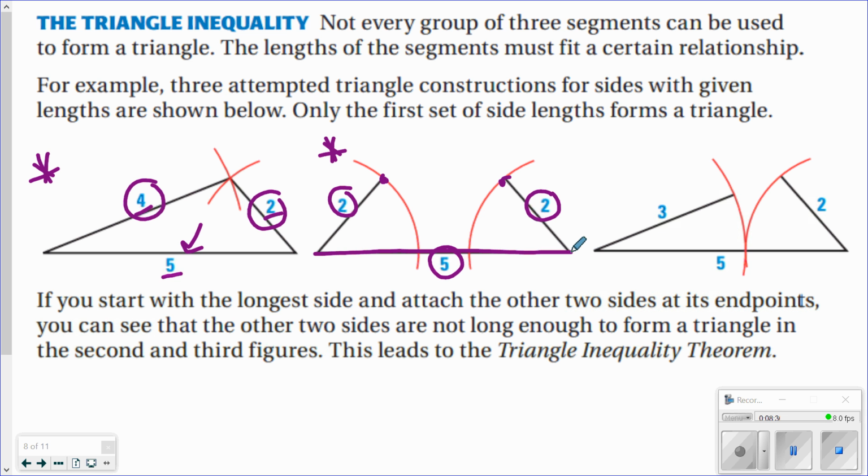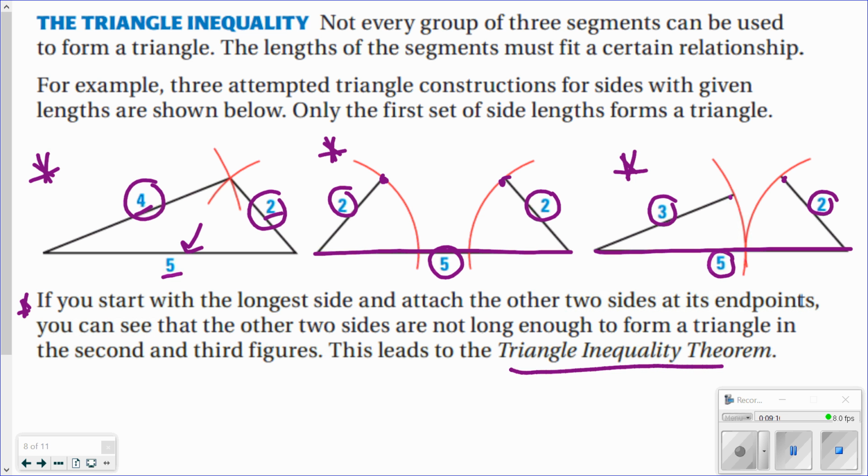And finally, with my third example here, I have side lengths of 3, 2, and 5. Well, 3 plus 2 is equal to 5. So if I were to try to connect these together, they would collapse and just create one straight line, which wouldn't create a triangle. So if we read down here, if you start with the longest side and attach the other 2 sides at its endpoint, you can see that the other 2 sides are not long enough to form a triangle in the second and the third figures.